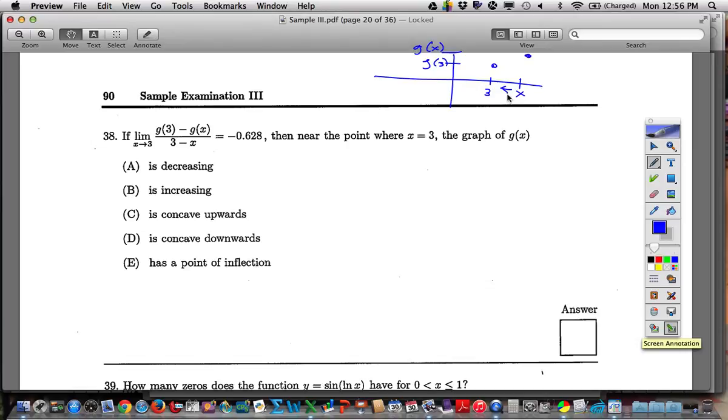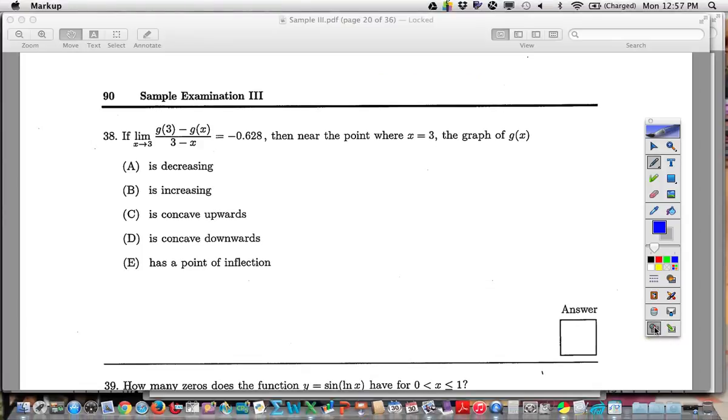Okay? So what you're saying is g prime is negative. If g prime is negative, then g is decreasing, and that's it. Okay? But again, the idea is, it's not a hard concept, but what are they asking? Do you understand the terminology and what they're asking? That's the key.